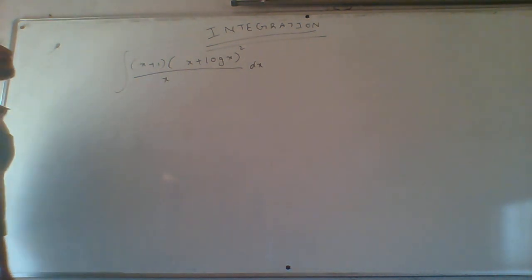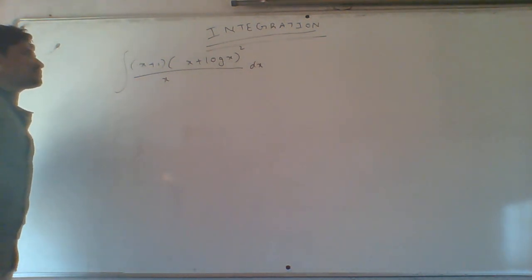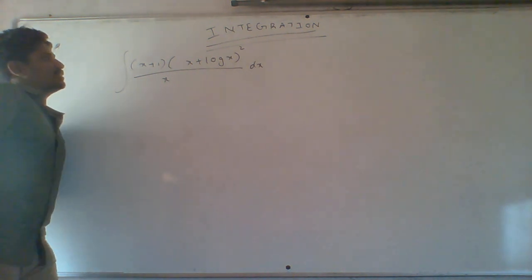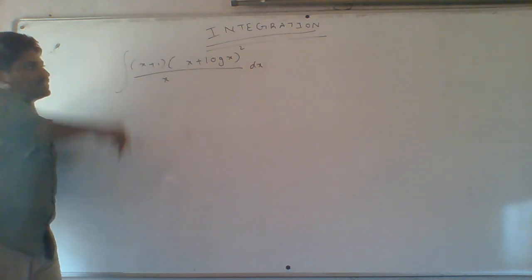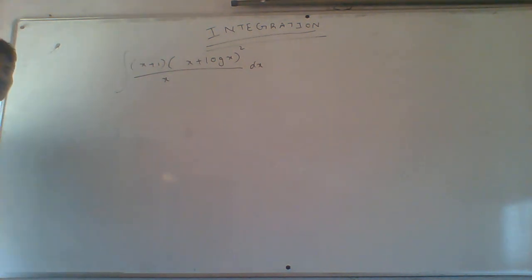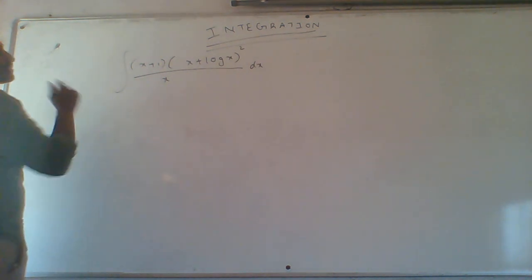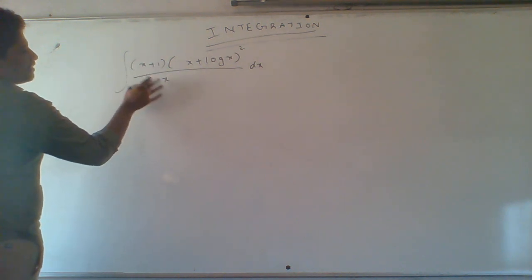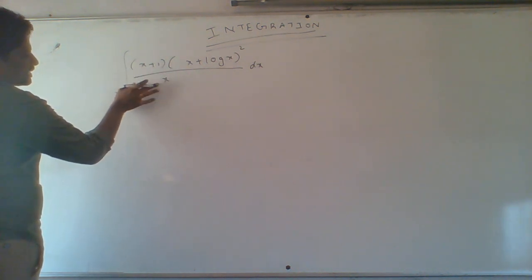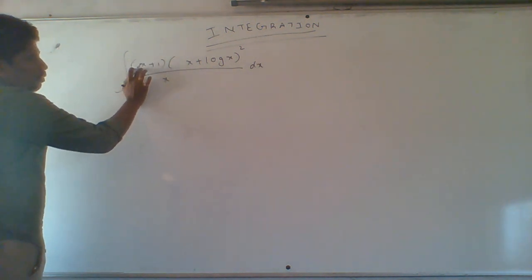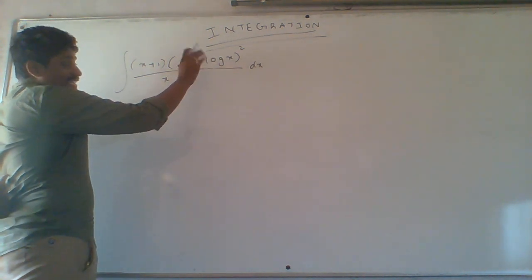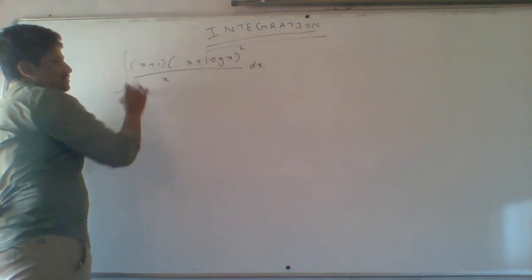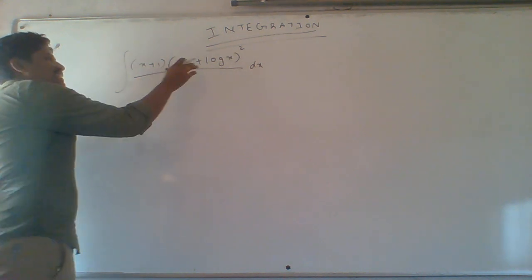See here, which thing we have to assume as t? If we think this as t, x plus log x, what is the derivative for that particular thing? For x it is 1, for log x it is 1 by x. It will be of the form 1 plus 1 by x. So it is better to think this as t.